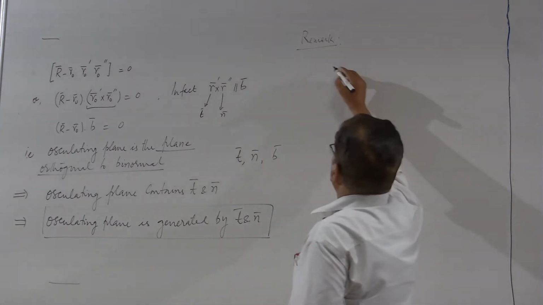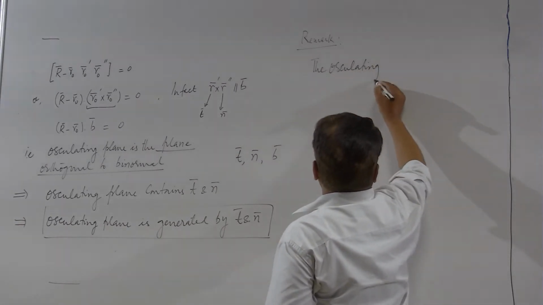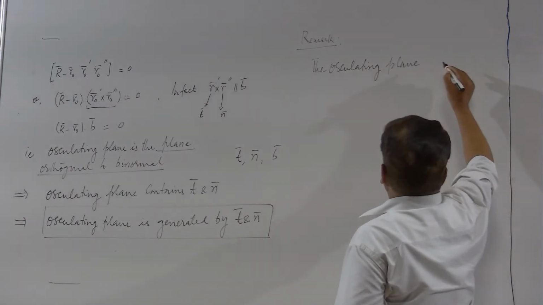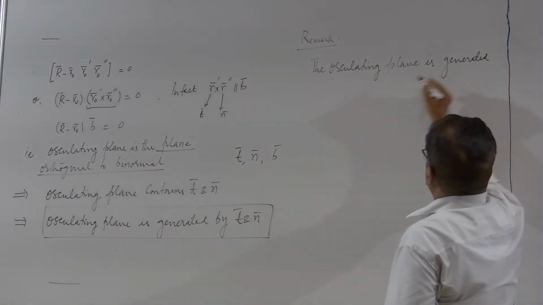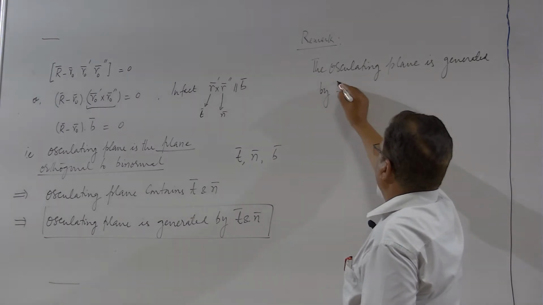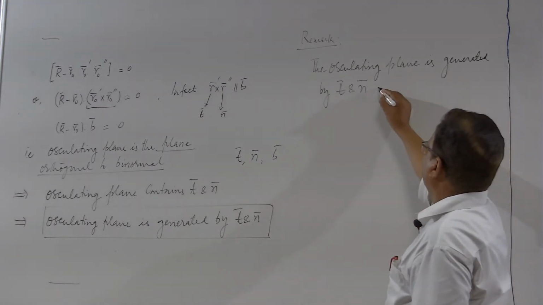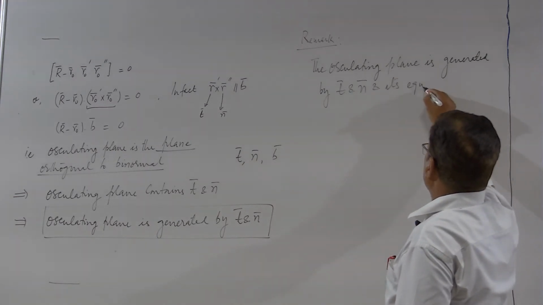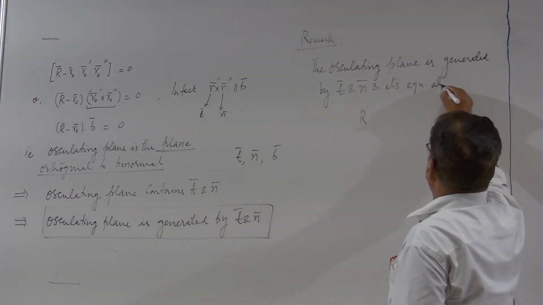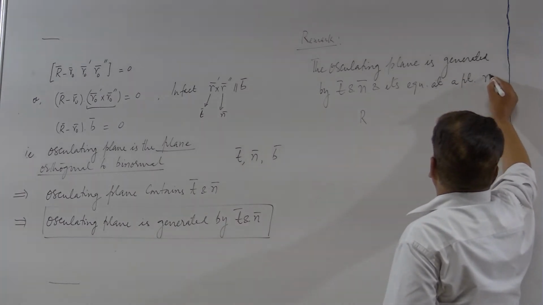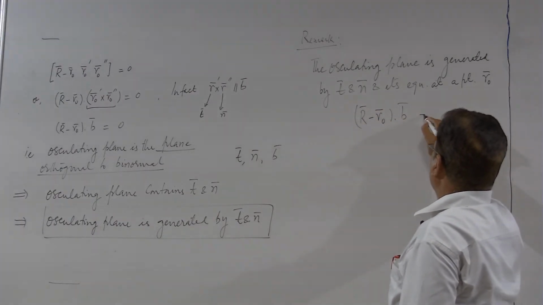The oscillating plane is generated by unit tangent t and principal normal n, and its equation at a point r 0 is r minus r 0 dot b equal to 0.